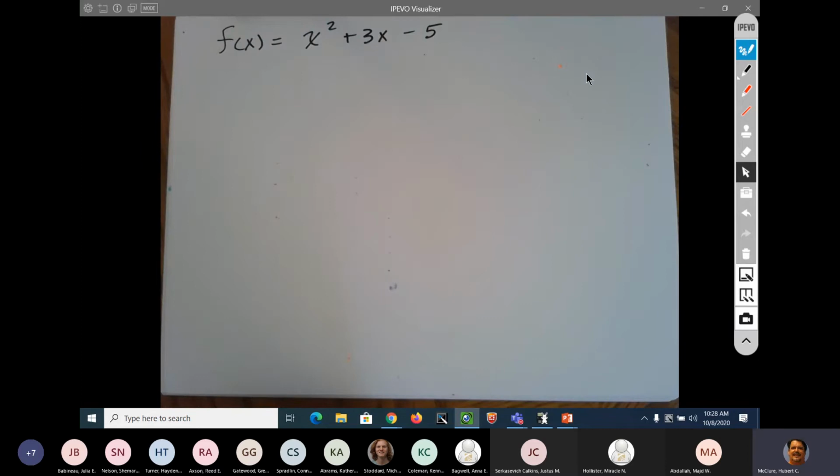Okay, I don't know if it's factorable or not. No, 1 times 5 will never give you a 3, so this is not factorable. You can't do a shortcut, so you're going to have to complete the square.